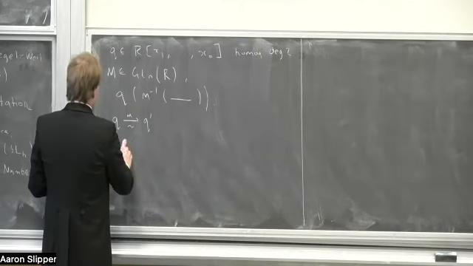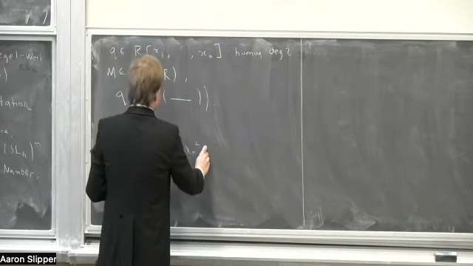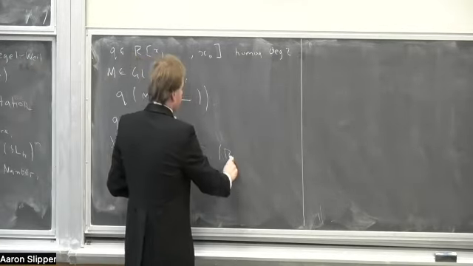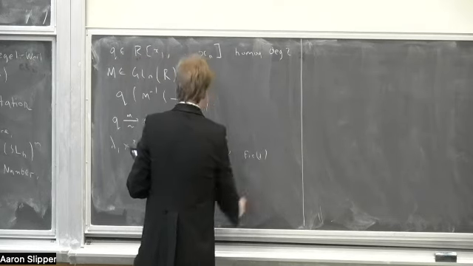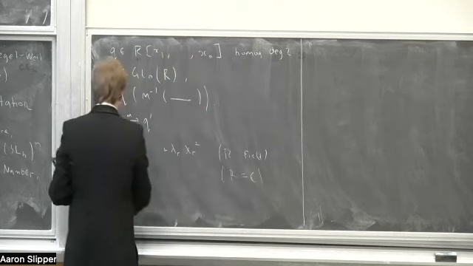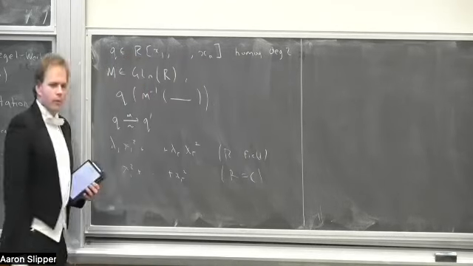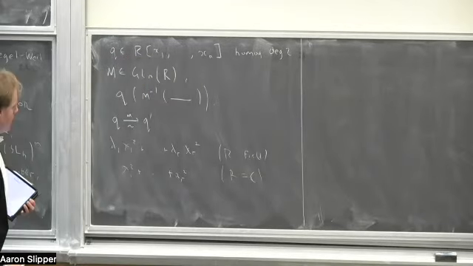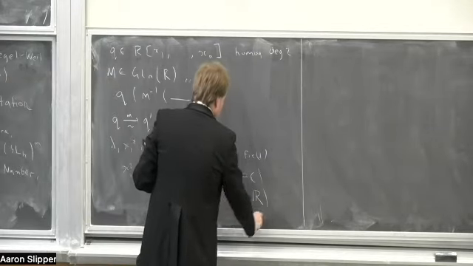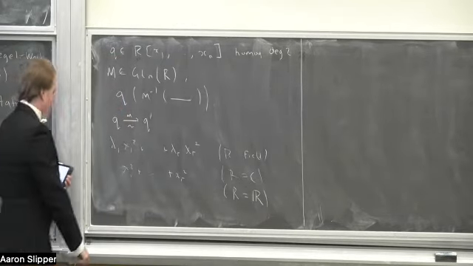You can always write it as lambda_1 x_1 squared plus ... plus lambda_r x_r squared. If R is C, the complex numbers, you can always write it as just x_1 squared plus ... plus x_r squared. So it's determined by one number r, which is less than or equal to n, the rank. If R is the real numbers, it's determined by the signature.